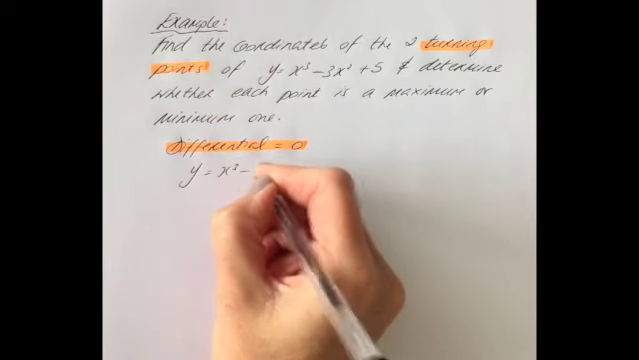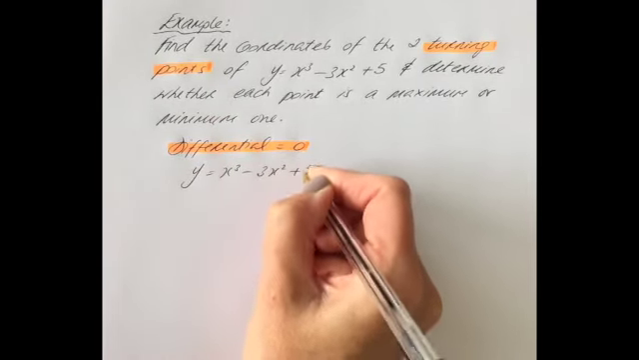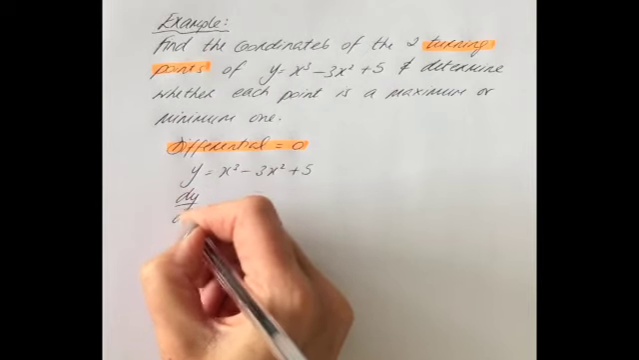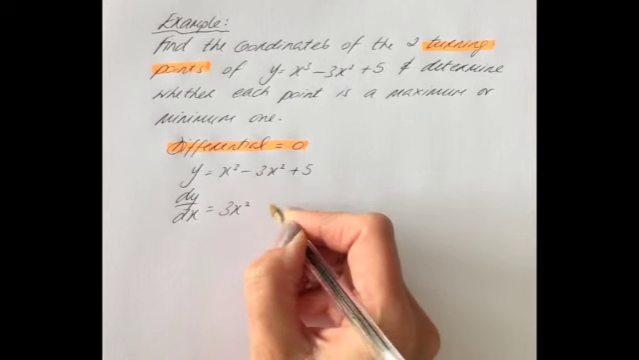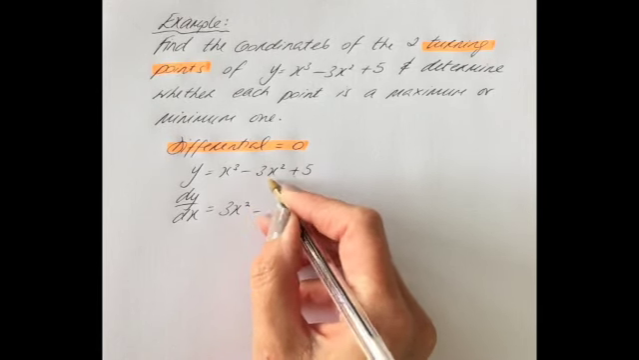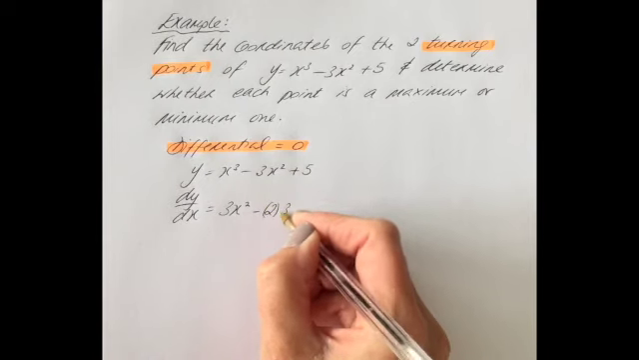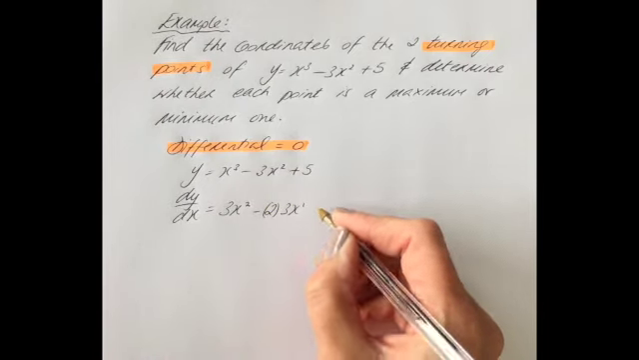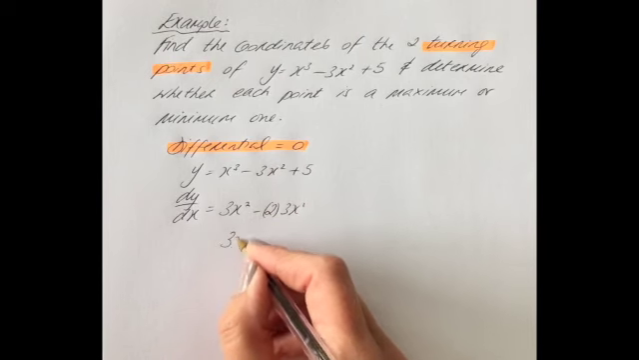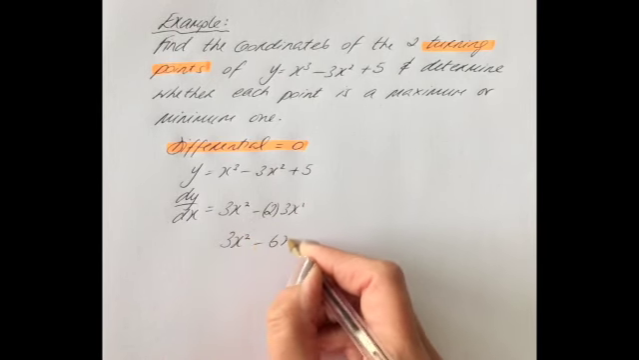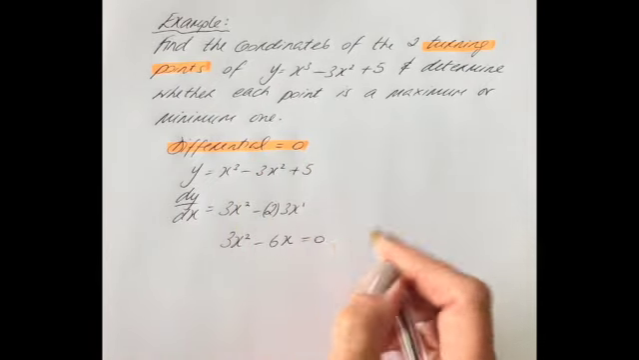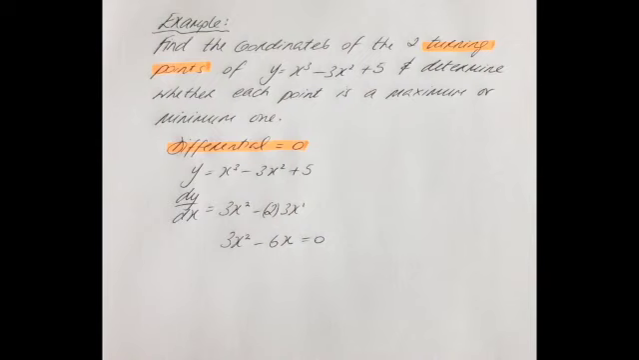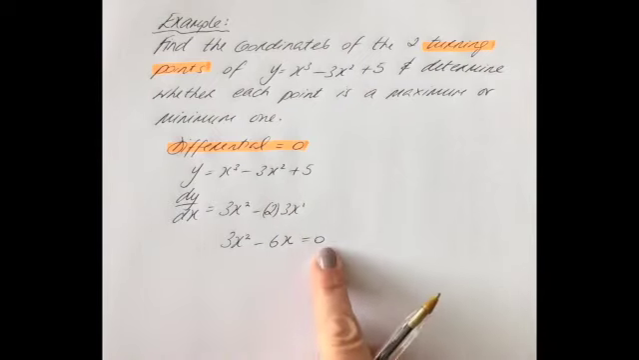So y equals x cubed minus 3x squared plus 5. Differentiating that, we get dy/dx. Bring down the power, take 1 away, we get 3x squared. Minus, 3x squared differentiated, bring down the power, take 1 away, we get 6x. 5 differentiated is 0. So we basically have 3x squared minus 6x. That's the differential. Put it equal to 0 because at a turning point the slope of the tangent is 0. The tangent is flat at a turning point. So now we have this to solve.